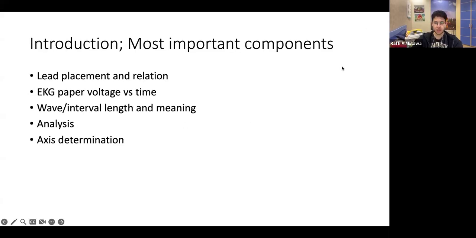What are the most important things you need to know from the introduction lecture? First of all, the leads, where we place them and what they actually mean. Then we look at the ECG paper itself. EKG, ECG are the same thing. It's just Americans call it EKG, and everyone else calls it ECG, and like voltage and time. And then we will talk about the waves, interval lengths, what they mean, how we analyze, and then how we determine the axis.